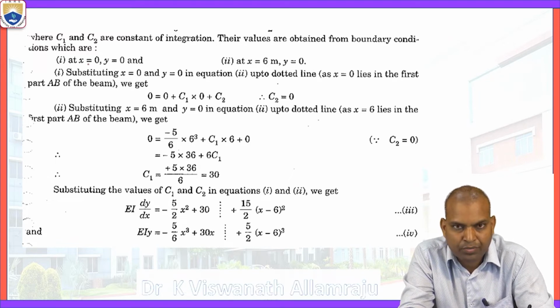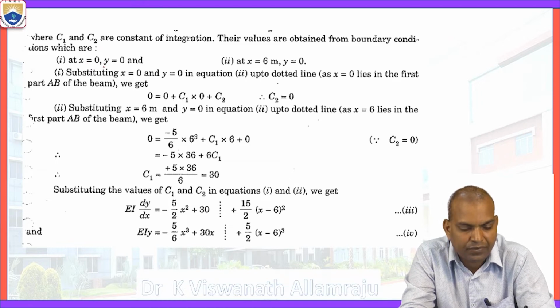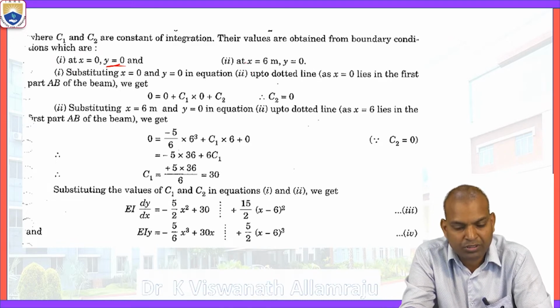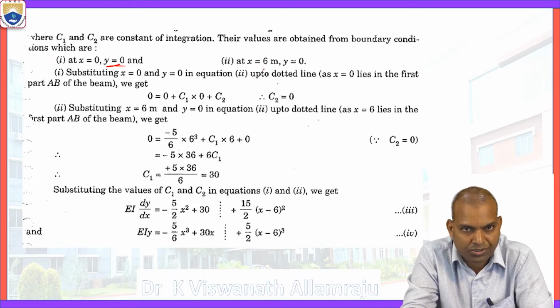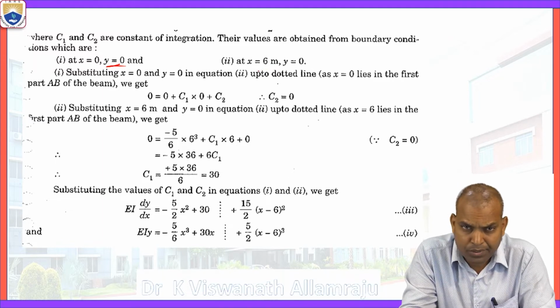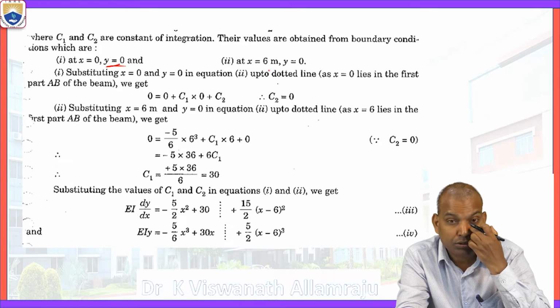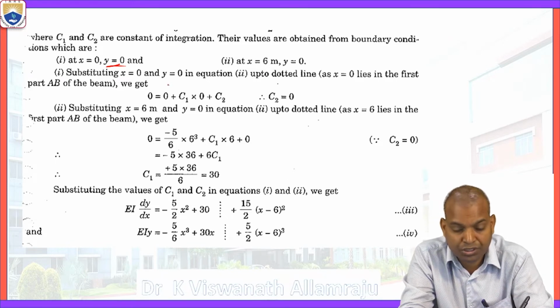At x equal to 0 meters, that means at the start of the length of the beam, the deflection is 0. And also deflection is 0 at the other support, that is at x equal to 6 meters, which is the span of the beam between the two supports. That is x equal to 6 meters, so the deflection is 0.